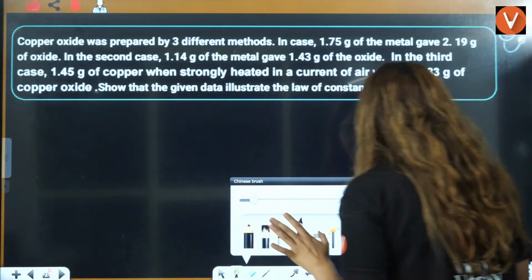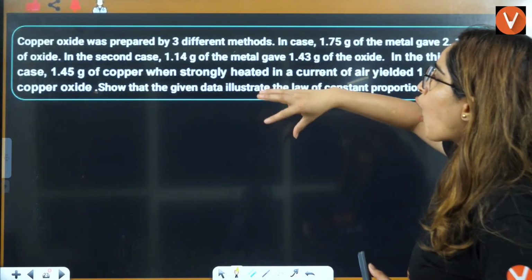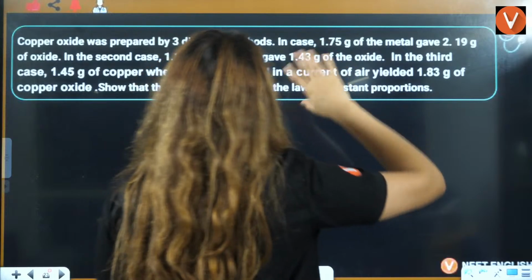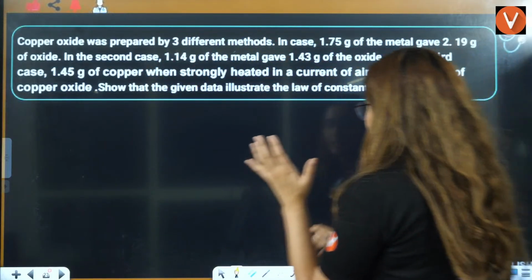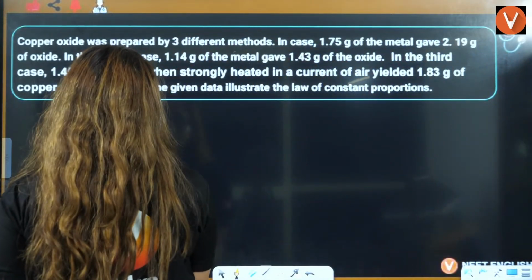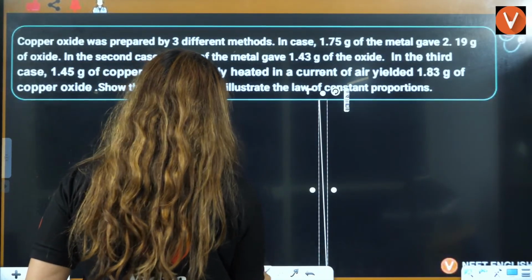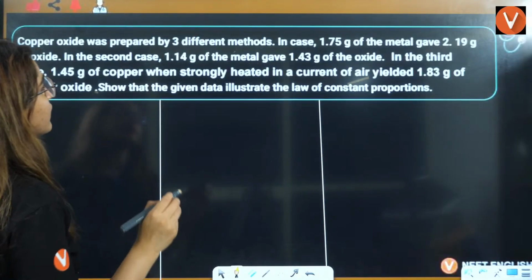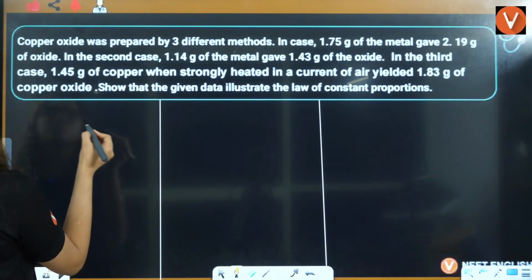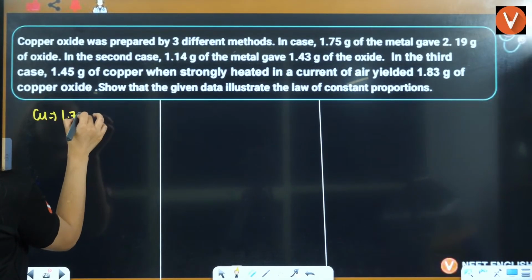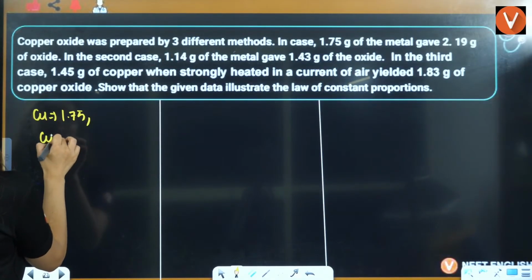Next is the same kind of question we have. Copper oxide was prepared by 3 different methods. So beta, you have 3 different methods here. I'll just draw the line of 3 different methods here. In the first method, metal gave this much of oxide. Metal is copper. Copper is how much? 1.75. Copper oxide is how much?